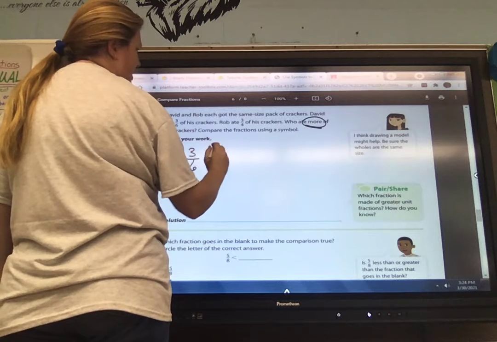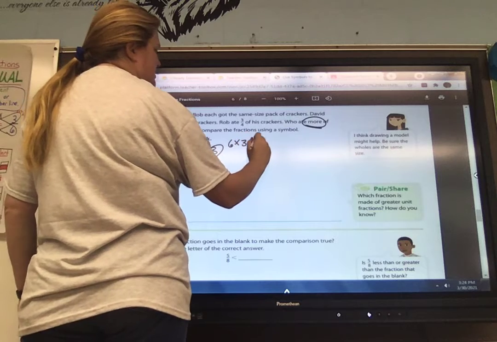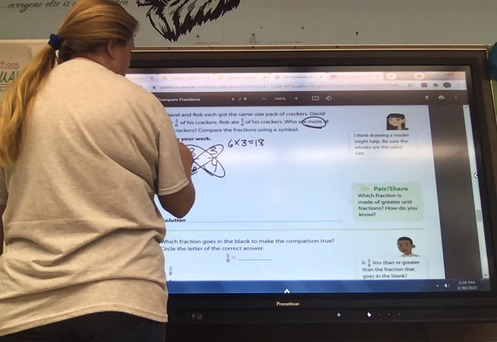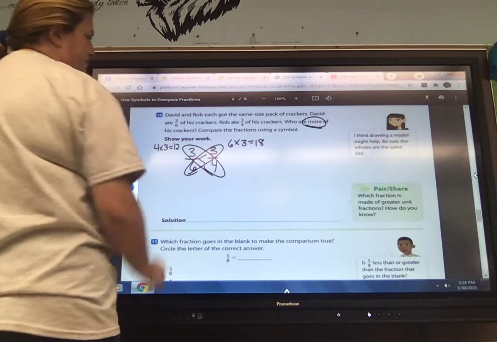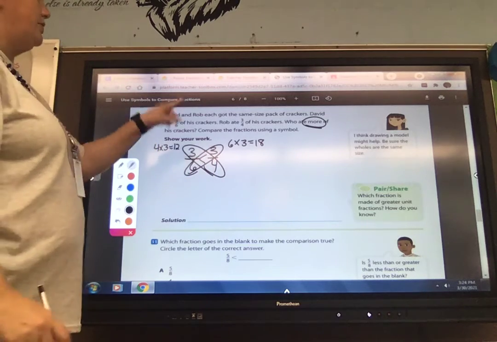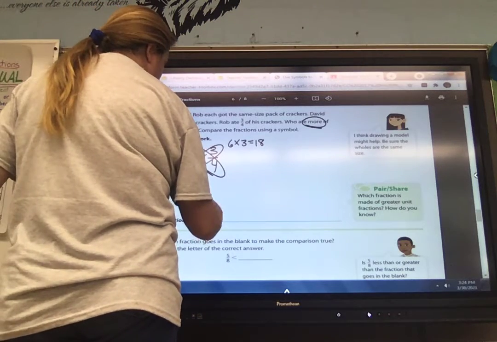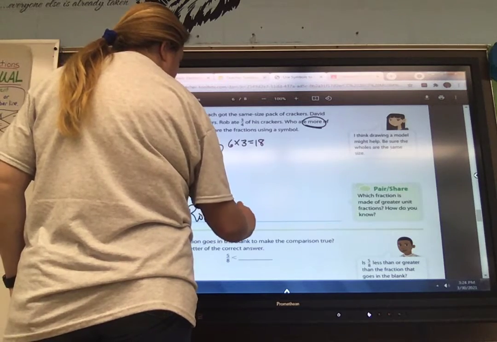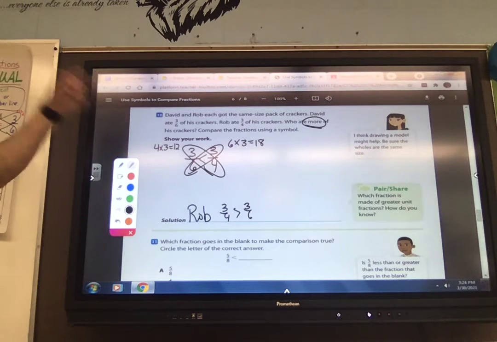So again, butterfly, 3/6 and 3/4. Bottom up, 6 times 3 is 18. Bottom up, 4 times 3 is 12. We're looking for the greater. 18, 12, 18's greater. So we want to eat the 3/4. So who was my 3/4? Rob. So Rob ate more. Why? Because 3/4 is greater than 3/6. I switched my fractions, so that's why my sign changed. But then we wanted the more, so that's why I put the biggest one first.